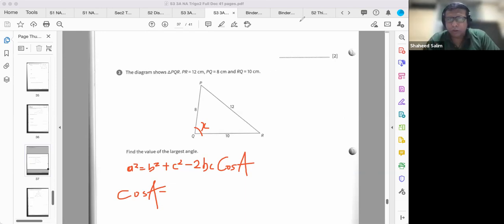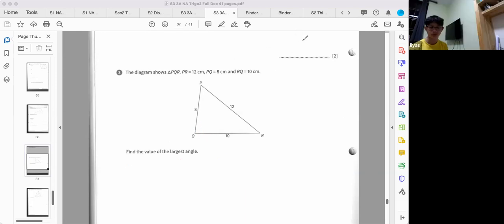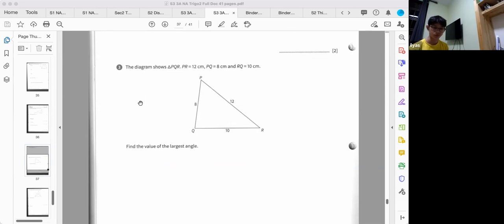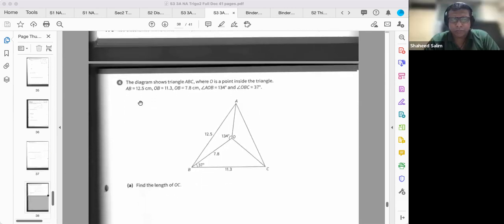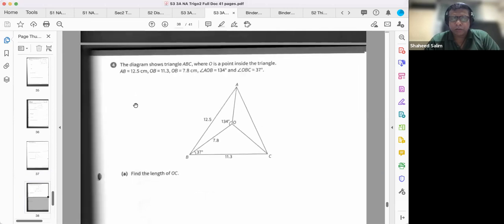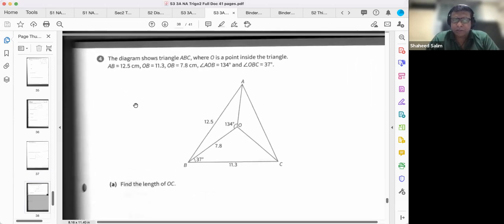Well done. Okay, we do one more question again. Yeah. Slightly over is okay, right? Okay. We try this one. This is a triangle ABC. O is the incenter, the center inside. And then we are supposed to find the length OC. The length OC is this one.